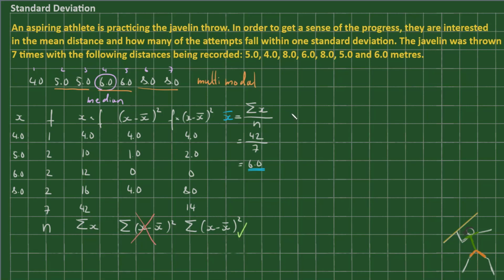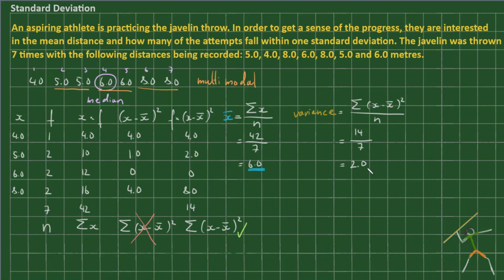Alright, so I need to calculate the variance first. What is the formula for variance? Well, it is variance equals the sum of all (x minus x bar) values squared over n. And now I can substitute. I can say that all of that equals 14 over 7, and that will give me 2.0.